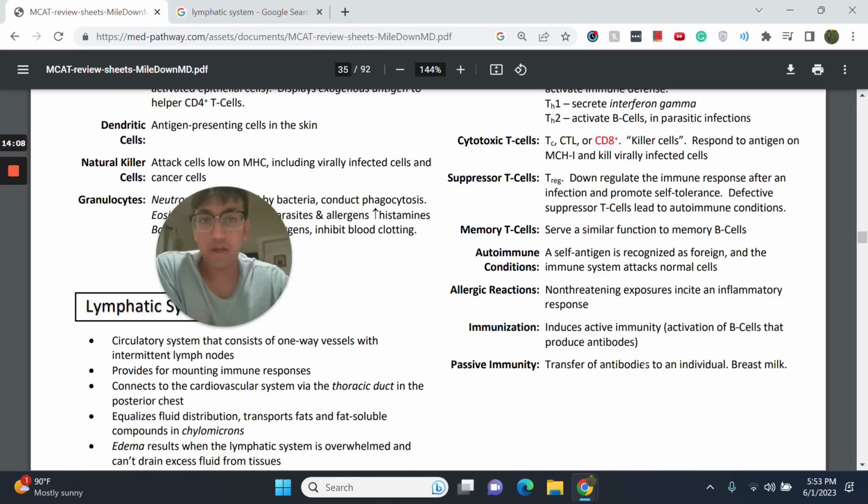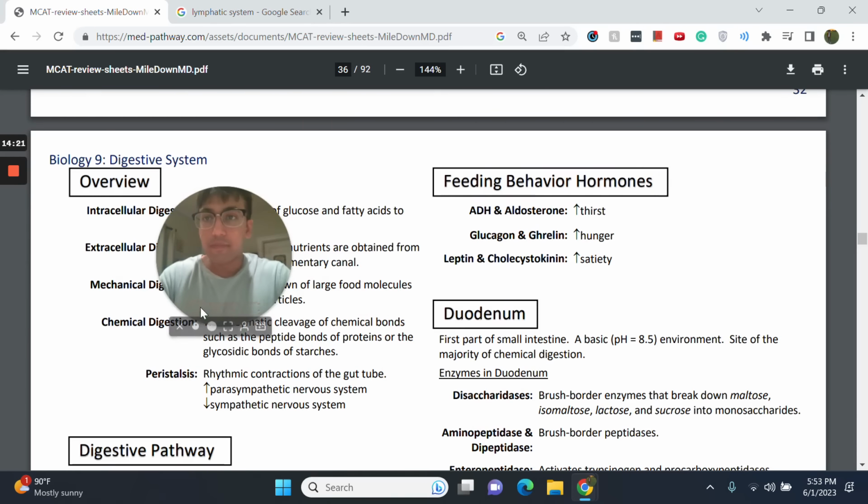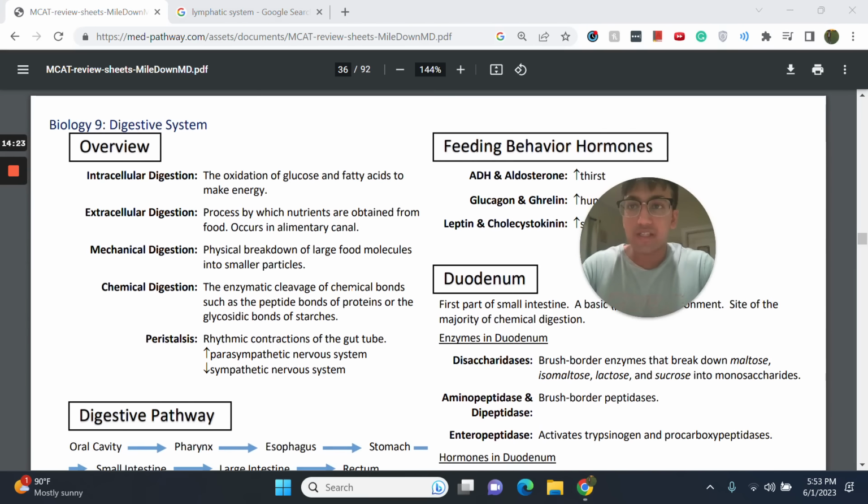These last way shorter in time period. So immunization might last, for example, a whole year, whereas passive immunity might just last a few days or something. An example of passive immunity is when a mother gives her child breast milk. Okay. Whew. Next is the digestive system.